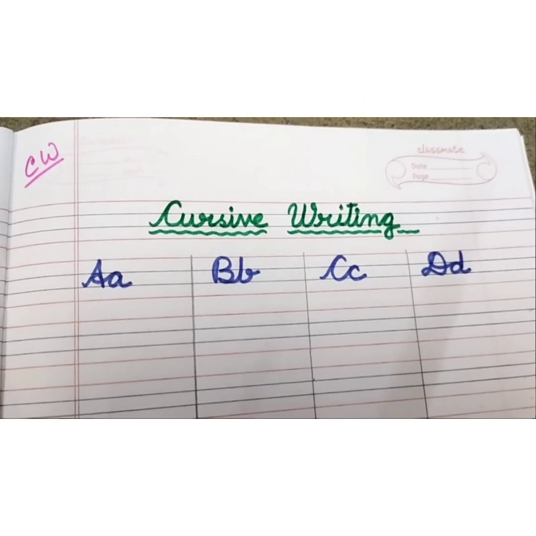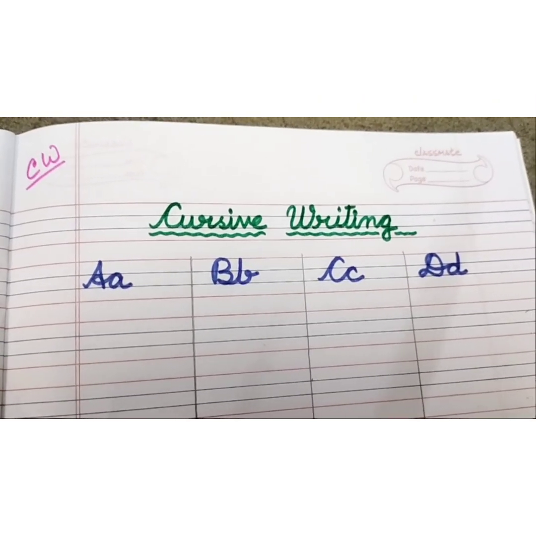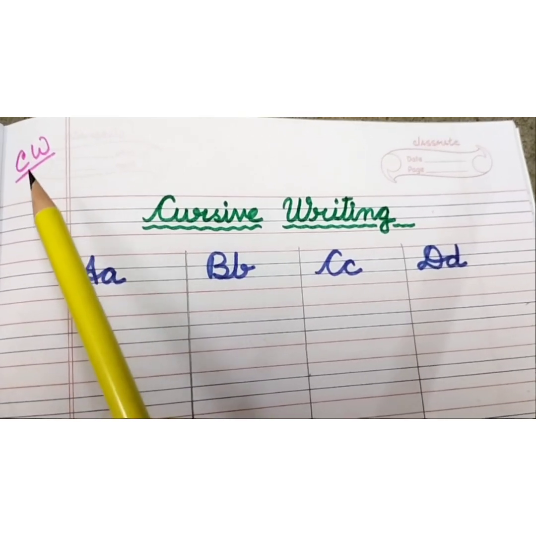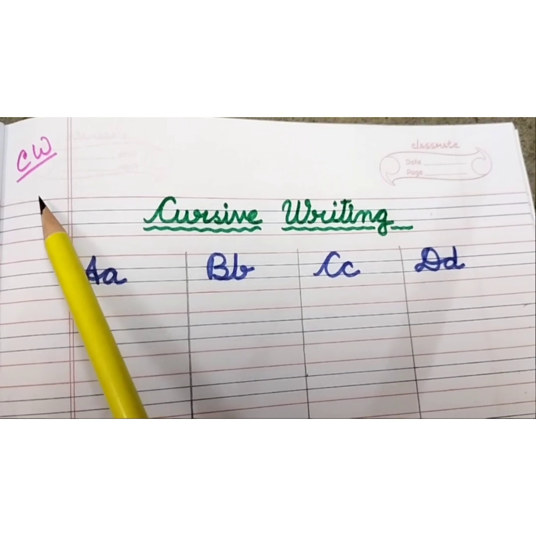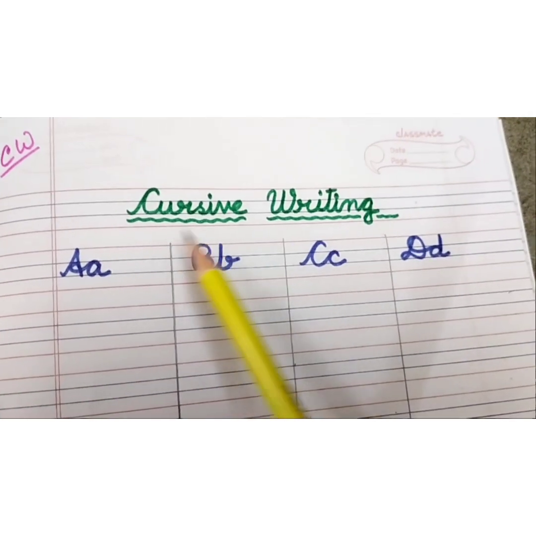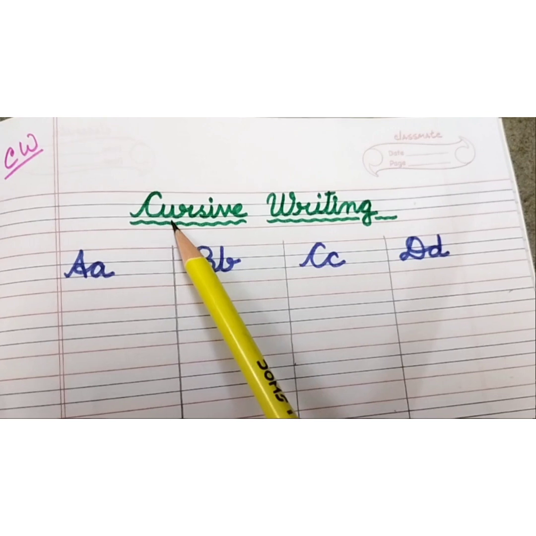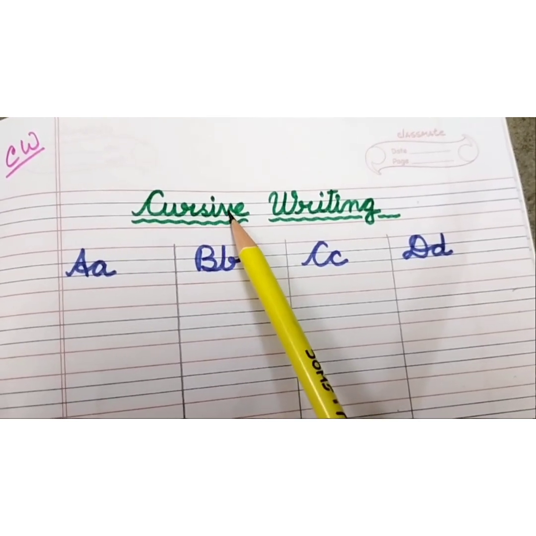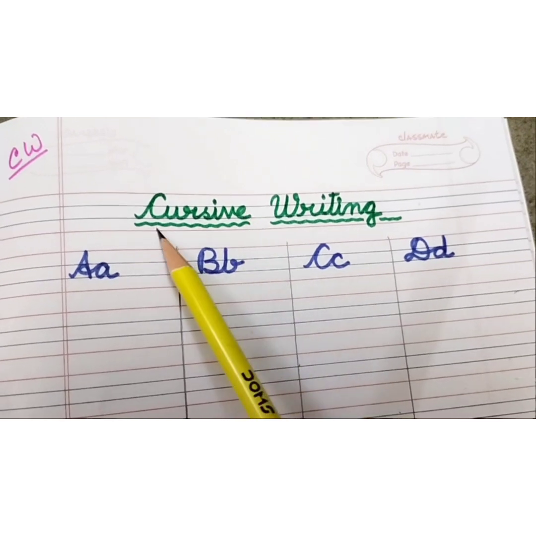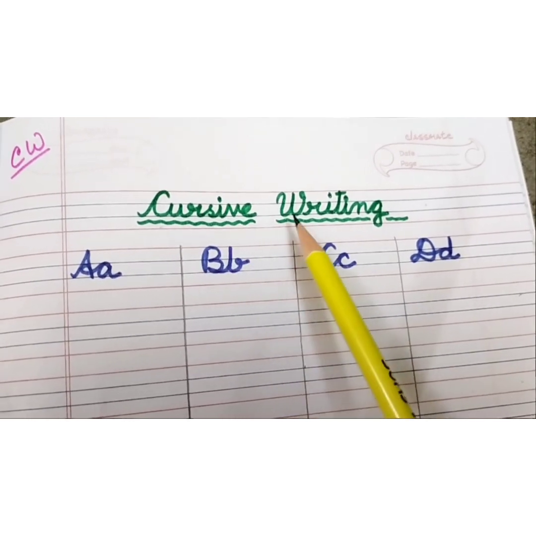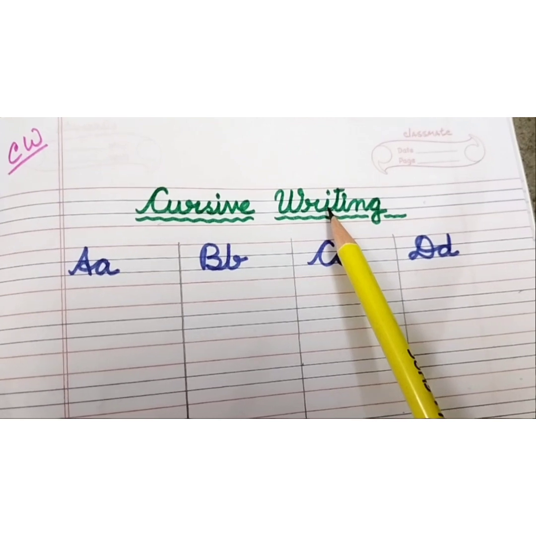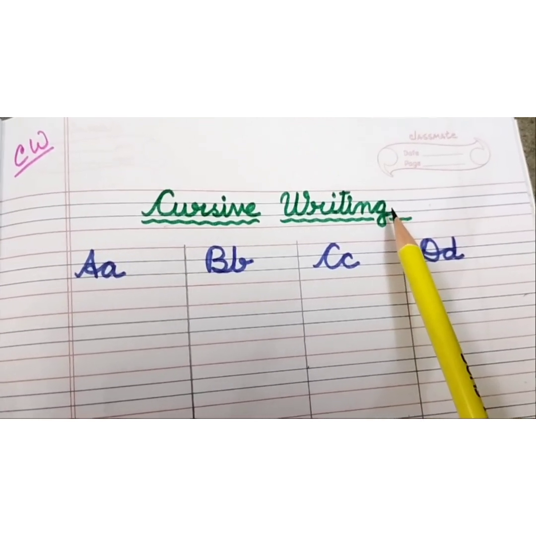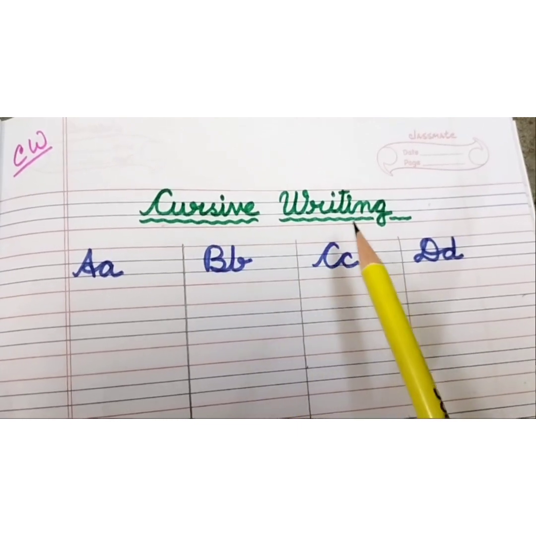Dear children, please take out your English copy. At the top corner, write CW. And on the heading, write Cursive Writing. Cur. Sive. Cursive. Wri. Ting. Writing. Cursive writing.